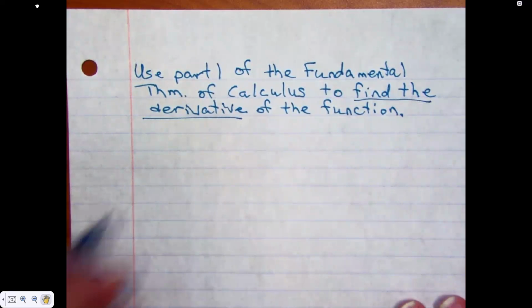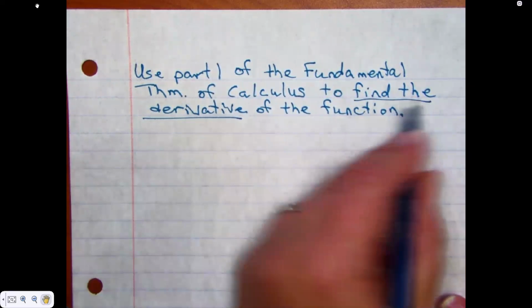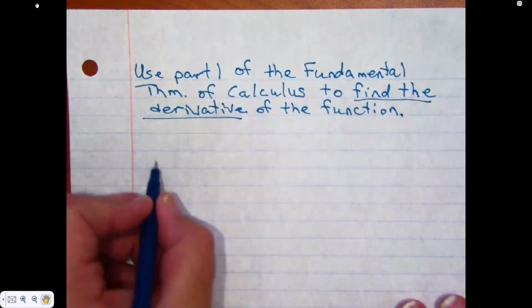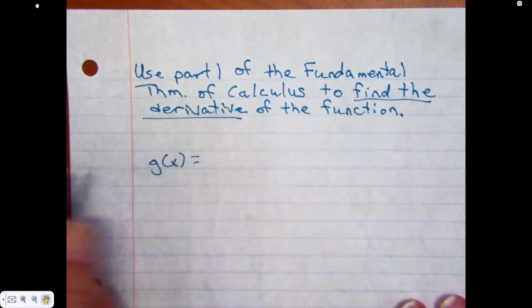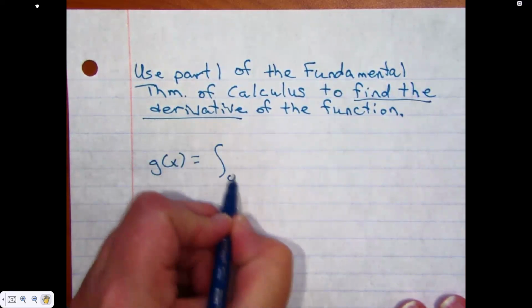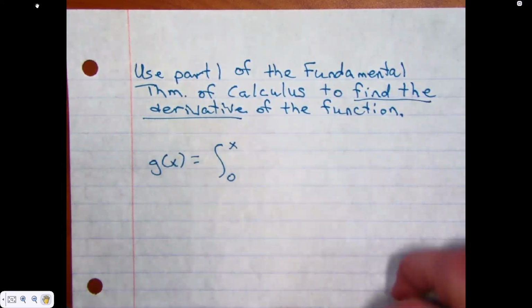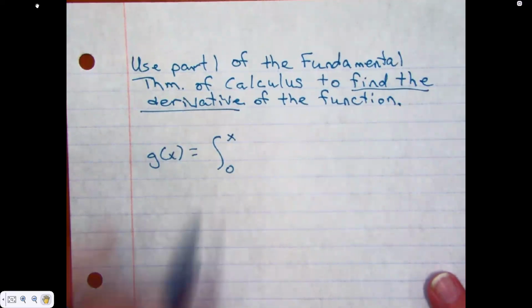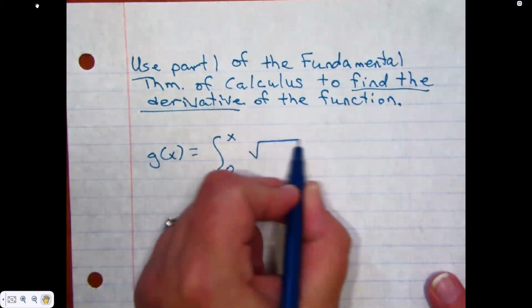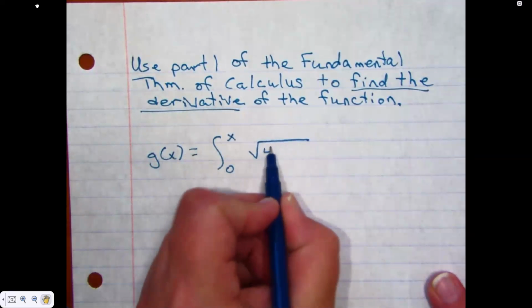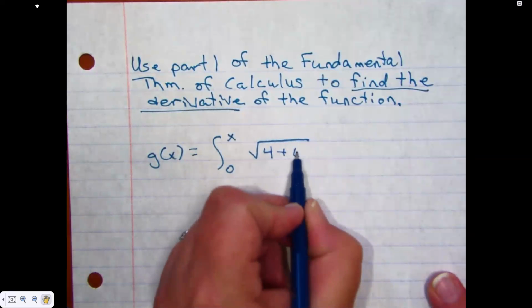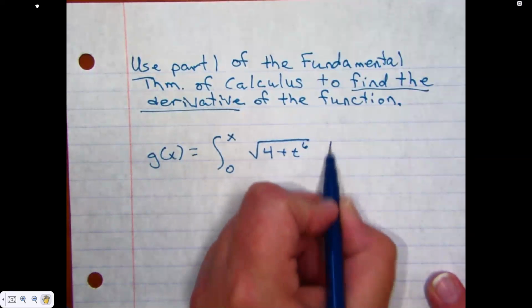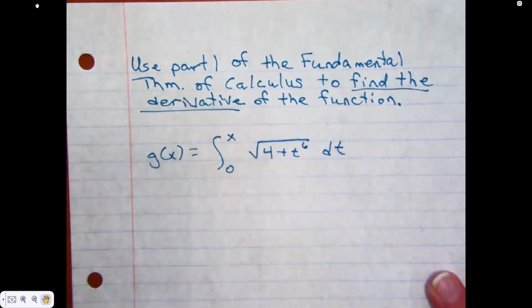All right, let's do, so we're finding the derivative. And g of x equals the integral from 0 to x. Actually, should I slow down? Are we okay on the directions? I'll write this slow. 0 to x square root 4 plus t to the 6th dt.